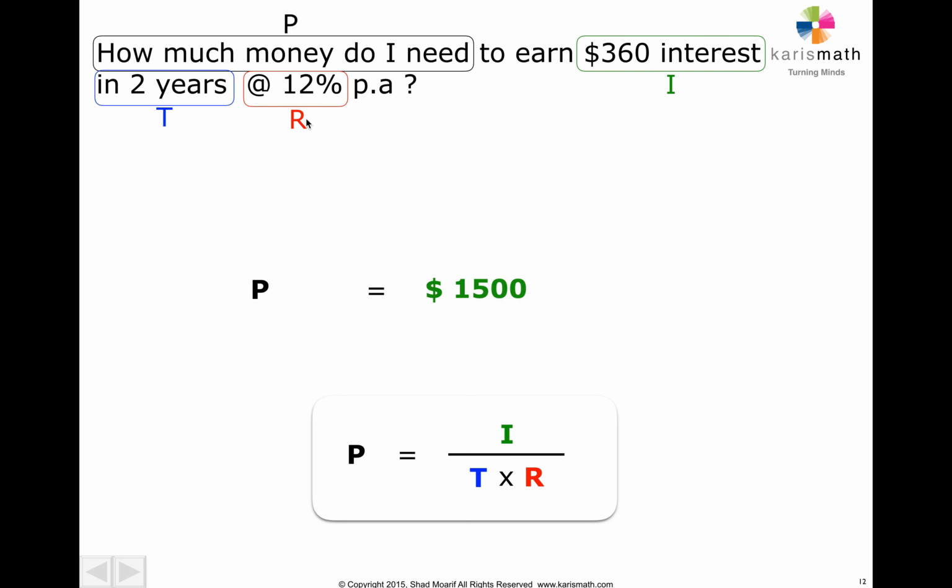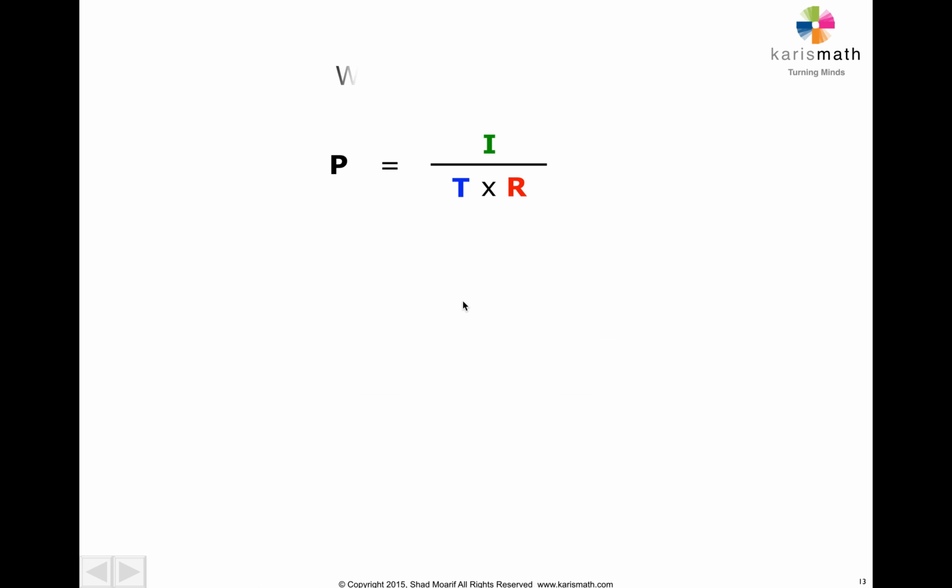That means the amount of money I need to earn $360 interest in 2 years would be $1,500. That's how you work it out. There you go. So there are different ways of working on this. When we say the R is 12%, we can think about this R in terms of R percent, which means R over 100. So what we really have here is, if we multiply T times R, and below that write 100, it's the same thing.